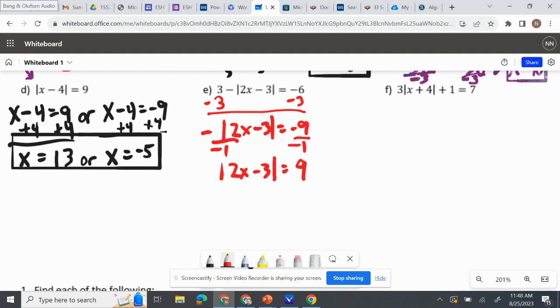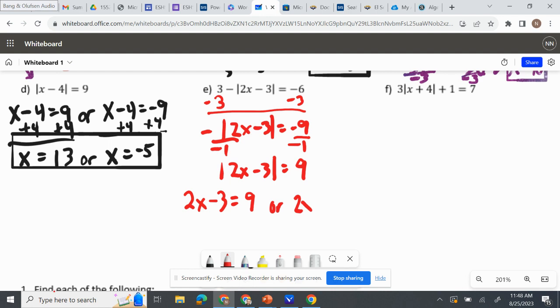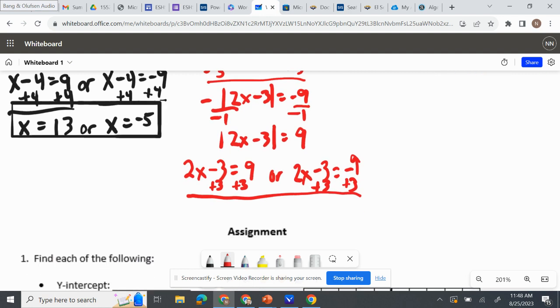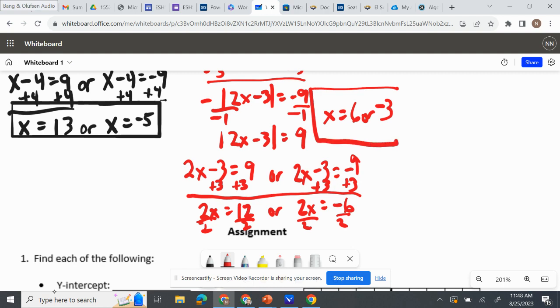Now, once I have the absolute value by itself, I'm going to write the two equations. One where it's 2x minus 3 equals 9. Another one where it's 2x minus 3 equals -9. I'm going to add the 3 on both sides, and I'm going to solve both equations at the same time. And so that gives me 2x is equal to 12, or 2x is equal to -6. Then when I divide by 2, I get two answers. One where x is equal to 6. The other one is where x is equal to -3. So x is equal to 6 or -3.